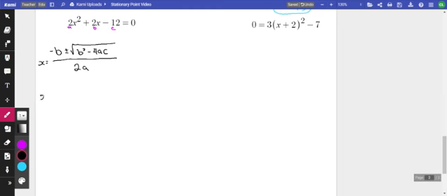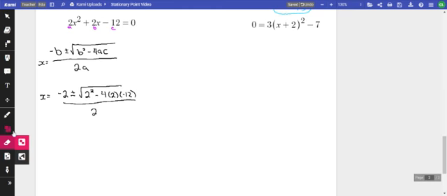So when I sub in, I get negative 2 because of this negative out here, plus or minus the square root of b squared, so that's going to be 2 squared, minus 4 times a, which is 2, c, which is negative 12, all over 2a. And of course, we know that a is 2. So that's 2 times 2.